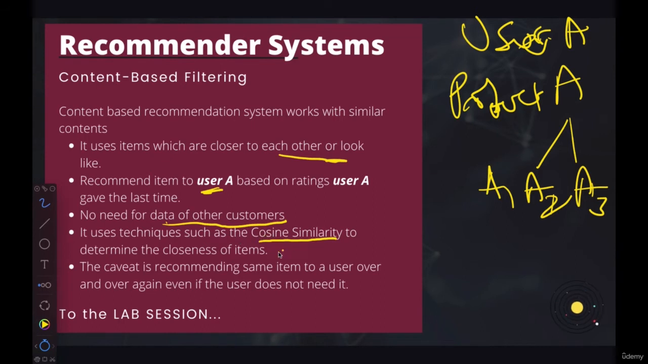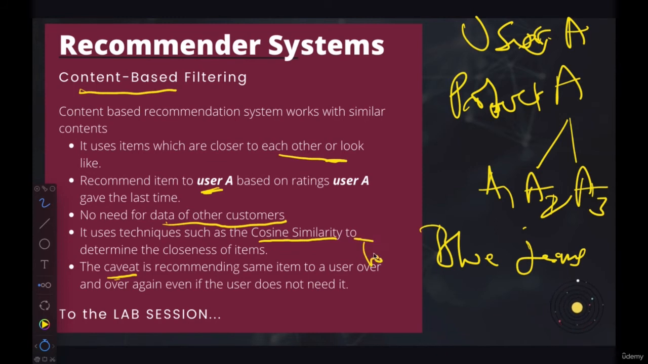And whilst doing this, there's also a caveat in the content-based recommendation system. Imagine I go to Amazon and buy, say, blue jeans. Today I went to Amazon and bought these blue jeans. Now tomorrow if I come to Amazon again, what Amazon is going to do is recommend blue jeans to me.